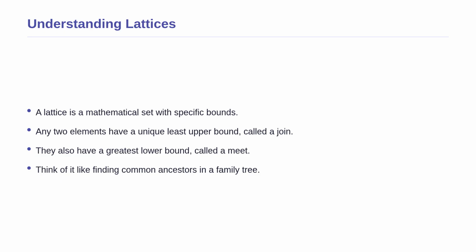Before we dive into the theorem, let us understand what a lattice actually is. A lattice is a mathematical set where any two elements have a unique least upper bound, which we call a join, and a greatest lower bound, which we call a meet. You can think of a lattice like a family tree. Any two relatives have a closest common ancestor, representing the meet, and a closest common descendant, representing the join. This structure keeps everything perfectly organized.